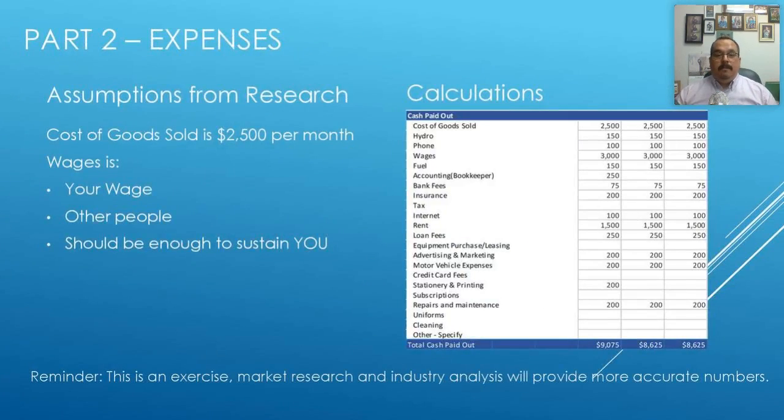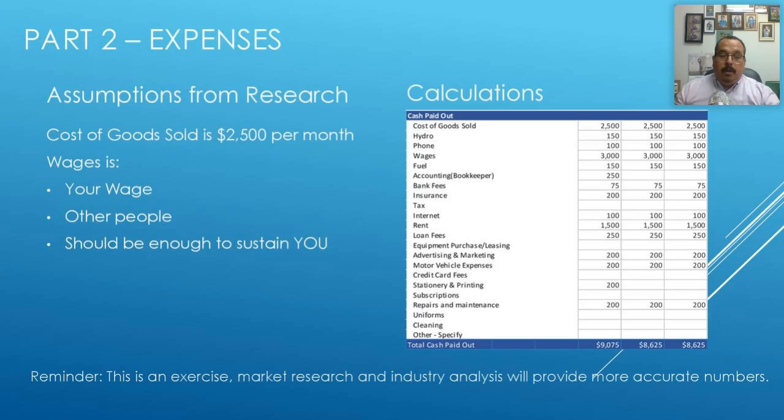So we've put those in there, $2,500 in the cost of goods sold and $3,000 in wages. So the wages is your wage. It also includes other people, but it should be enough to sustain you. And this is the part where you put in your own personal budget and say, okay, what are my minimum costs to be able to live? If you were doing this and looking at this cash flow and realize that you need to put $8,000 or $9,000 into wages, you are suddenly going to have to realize that this business may not sustain you and there needs to be changes. So it's a wonderful exercise that needs to happen.